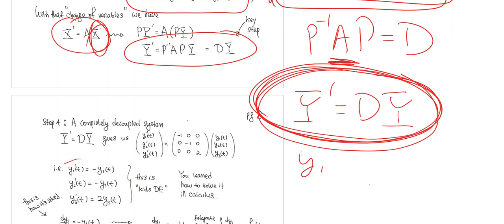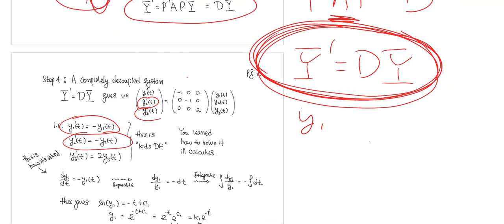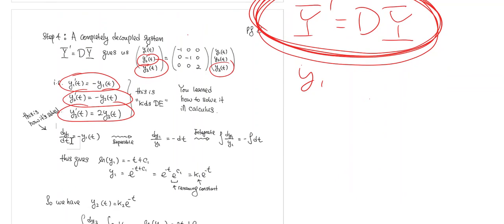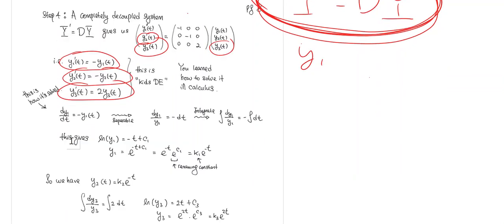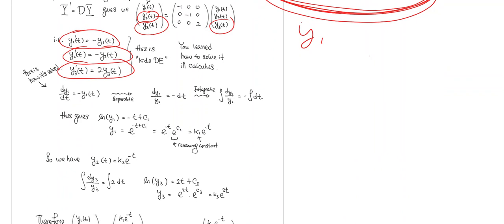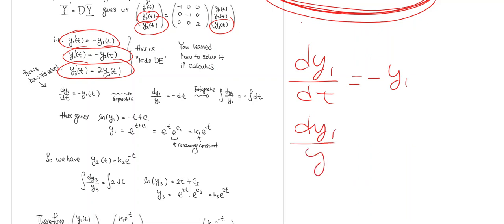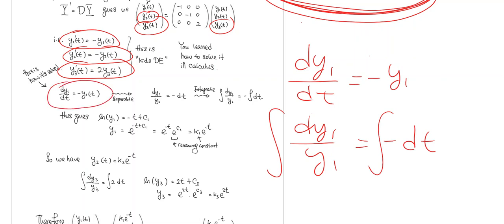So you can see that y1 prime is only related to the y1 function. y2 prime is also only related to the y2 function. And y3 prime is only related to the y3 function, which means that now we have a very simple system of equations which everyone knows how to solve, because this kind of equation, dy1/dt equals -y1, is what we call a separable differential equation, where you move all the y to one side and all the t to one side, and you integrate. So solving this is a Calc 1 differential equation problem.